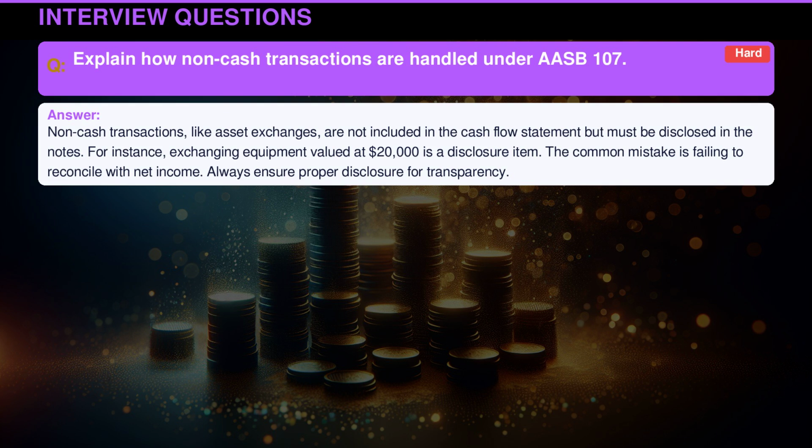Non-cash transactions, like asset exchanges, are not included in the cash flow statement, but must be disclosed in the notes. For instance, exchanging equipment valued at $20,000 is a disclosure item. The common mistake is failing to reconcile with net income. Always ensure proper disclosure for transparency.